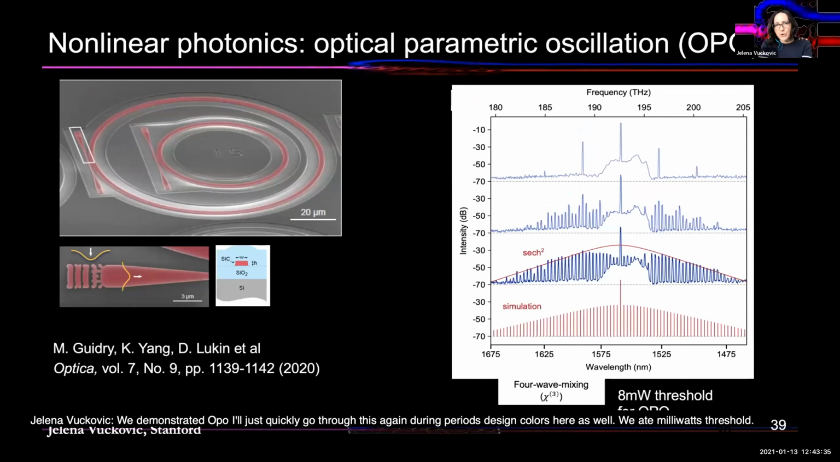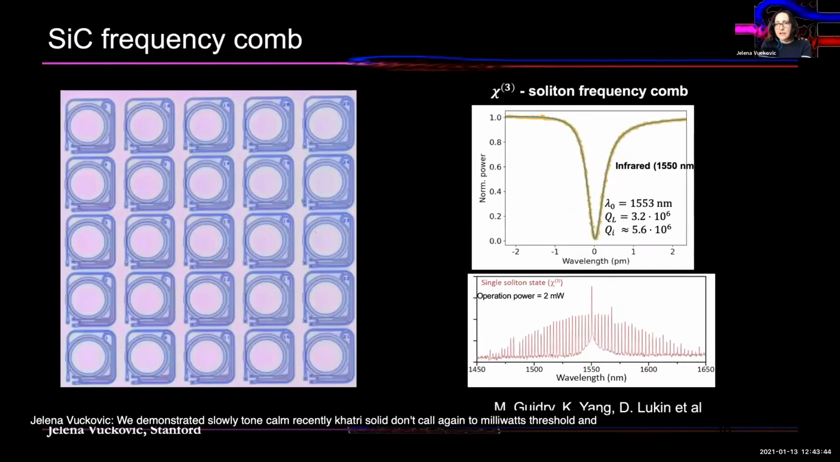We demonstrated OPO. I'll just quickly go through this. Again, there are inverse design couplers here as well with 8 milliwatt threshold. We demonstrated soliton comb recently, Chi3 soliton comb with, again, 2 milliwatts threshold.